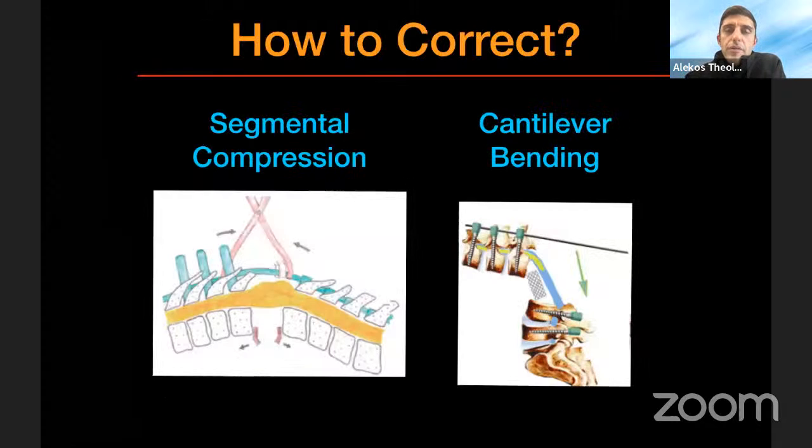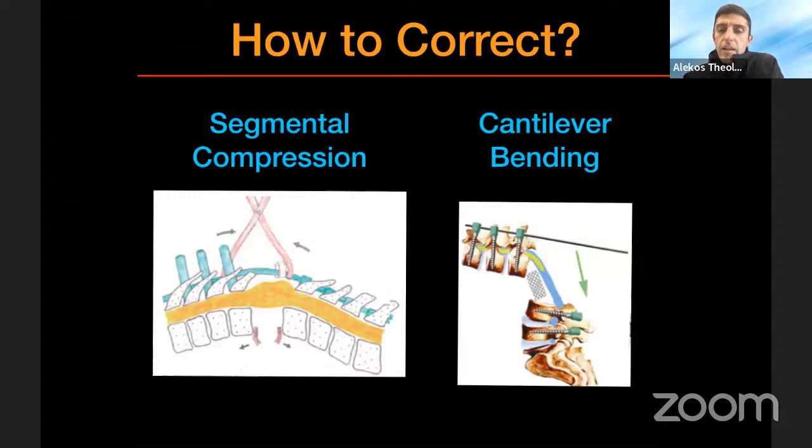So now that we've decided where we're going to do our osteotomy, where we're going to stop proximally, where we're going to start distally, now we have to know how to correct it. The traditional methods for correcting it are through segmental compression or cantilever bending. Segmental compression a lot of times involves placing a rod holder over the area where we did the osteotomy, and then compressing at the screw superadjacent or subadjacent to that osteotomy site.